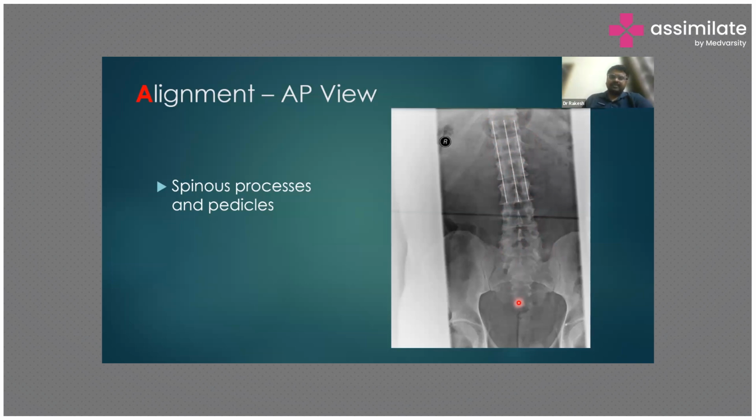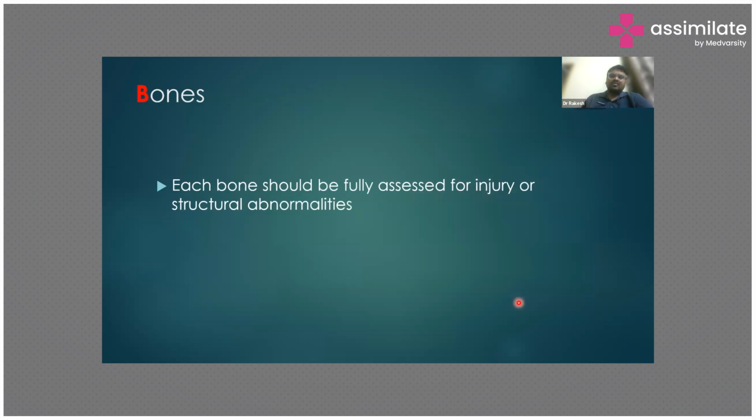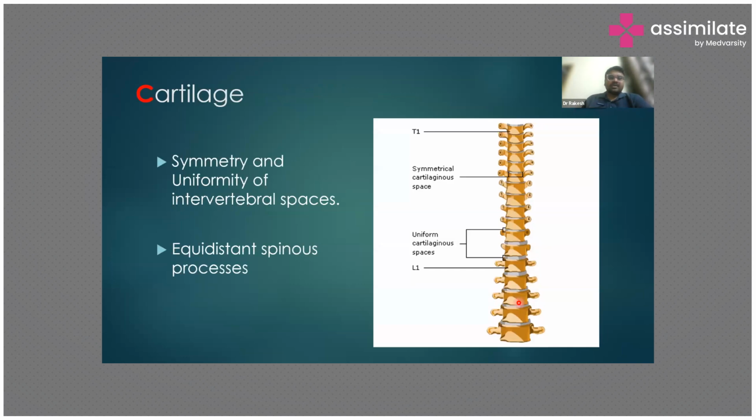So that's your alignment. Now again, when it comes to bones, each and every bone should be fully assessed for injury or structural abnormalities. Again, cartilages, there are 2 things that you need to look for: symmetry and equidistance from spinous processes. So symmetry on the left and right and equidistance in each of the intervertebral disc spaces is what you need to look for in cartilages.